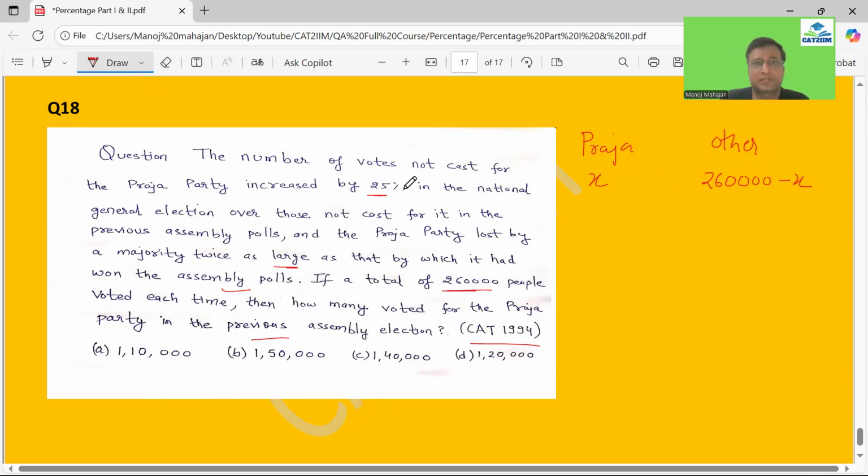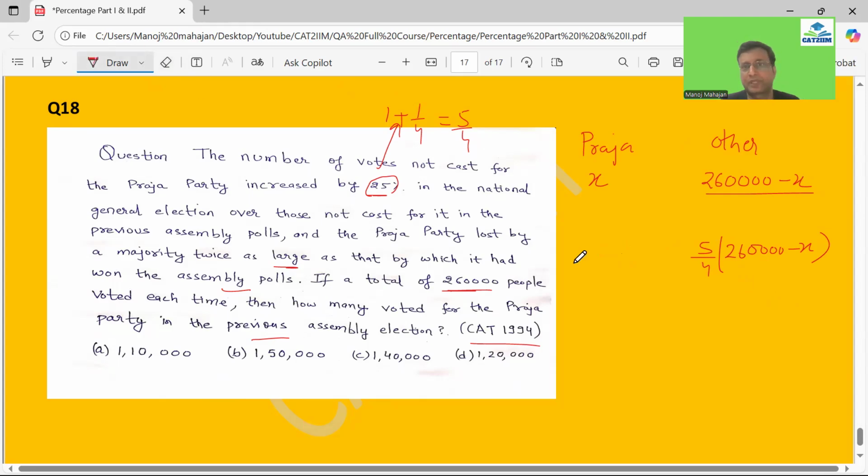Now, what they're saying is the number of votes not cast increased by 25%. So this was the not cast in the previous one. 25% is what fraction? 1 by 4. So the multiplying factor would be 1 plus 1 by 4, which becomes 5 by 4. So can I say the other party got 5 by 4 times of this? Yes, no? Correct. Let me put it over here. Now, again, the sum of these two has to be what?